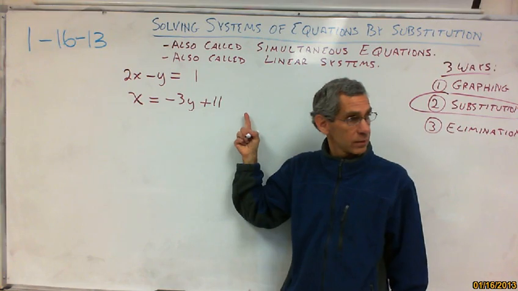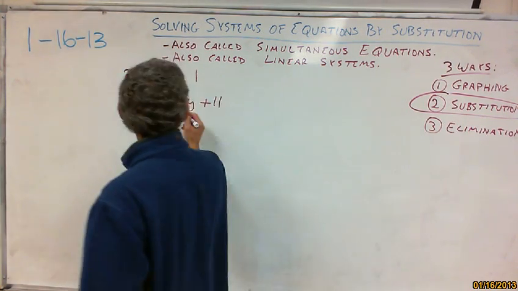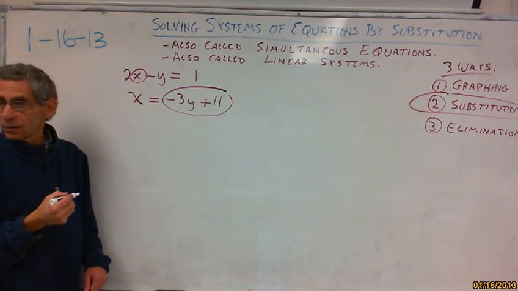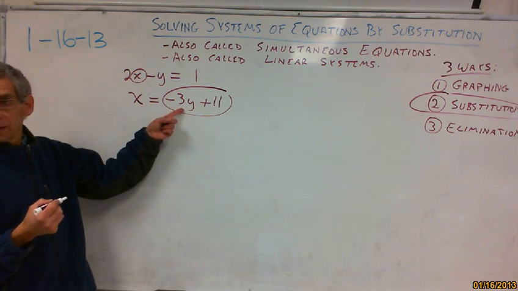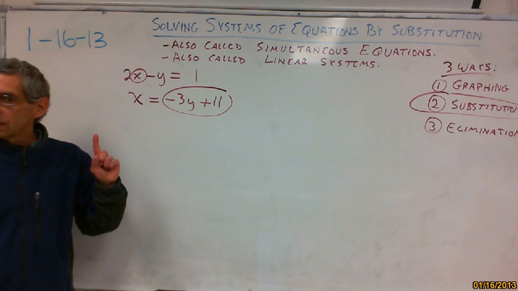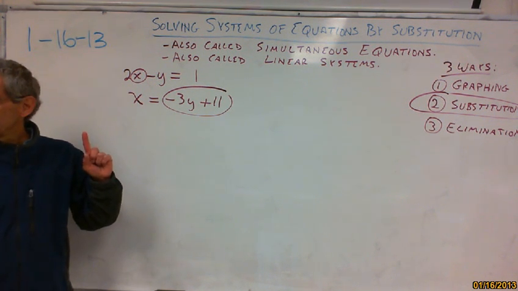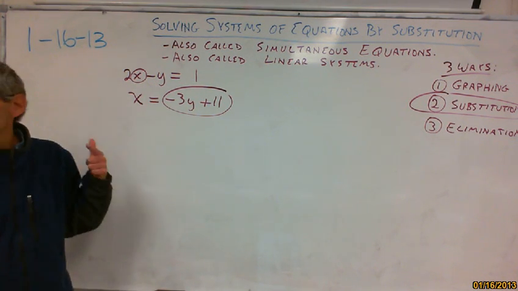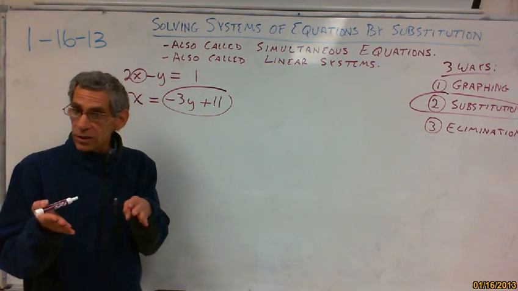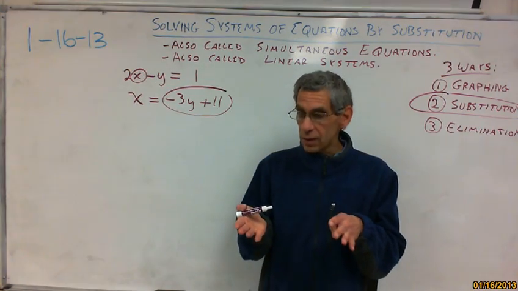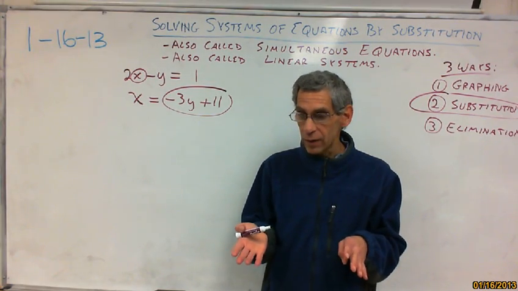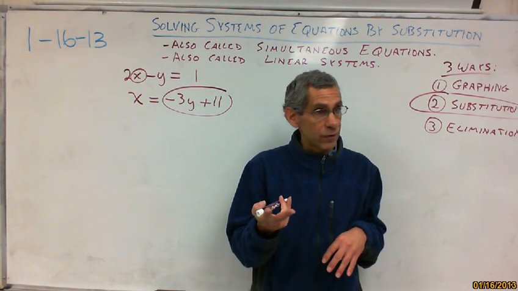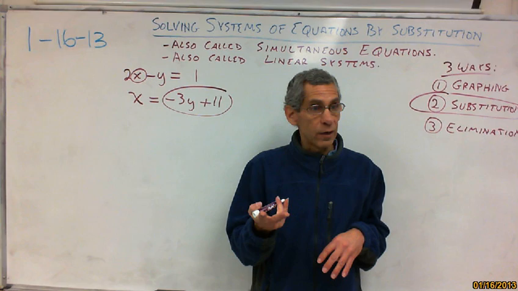So if x is the same thing as this, then I could replace this x with that, right? And why would that be helpful to me? Yes, then you're eliminating one of the variables. Instead of having two variables, suddenly I'm only going to have y's. And if I have one equation with one variable, I can always solve for that variable, always. But if I have one equation with two variables, I can never solve for those variables.